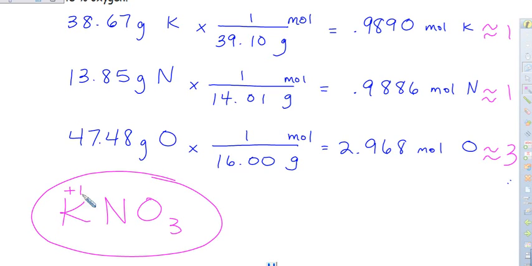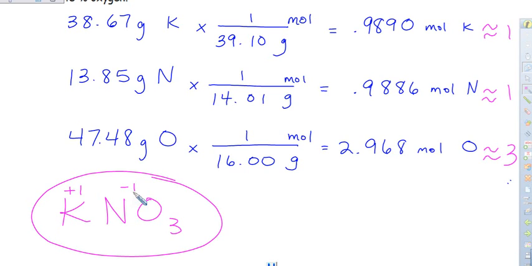Like if you see nitrogen and oxygen, I bet it's nitrate, NO3. And this should make sense. Nitrate, NO3, is -1. That is the formula of potassium nitrate. If you saw potassium, sulfur, and oxygen, I bet it'll end up potassium sulfate, SO4. Or if it was potassium, carbon, and oxygen, I bet it'll end up potassium carbonate, CO3.